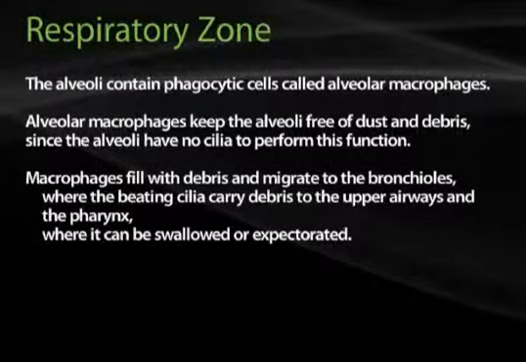Within the alveoli, you may see phagocytic cells called alveolar macrophages. These are just like macrophages you'd see in other tissues. The alveolar macrophages are going to serve as a last line of defense. Any particle of dust, debris, or pathogen that makes it down to the alveoli should be scavenged by the alveolar macrophages. Once they fill with debris, they'll migrate proximally up to the bronchioles. There, the beating cilia can carry them up to the upper airway where they can be swallowed or expectorated.